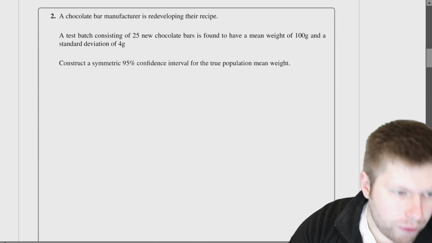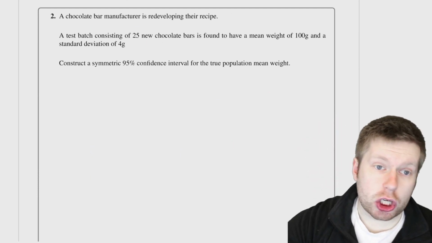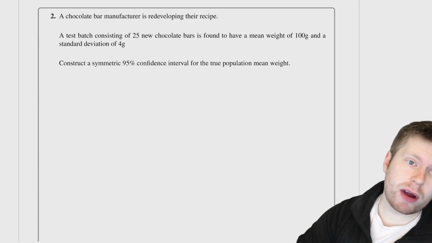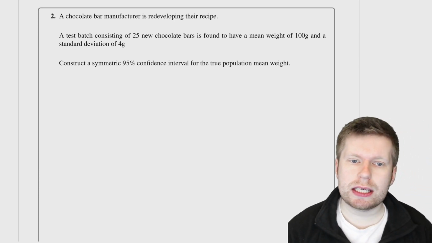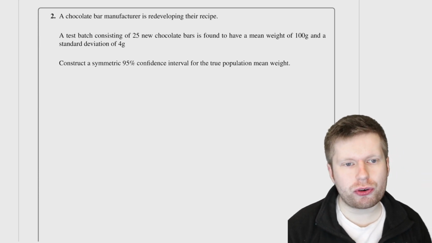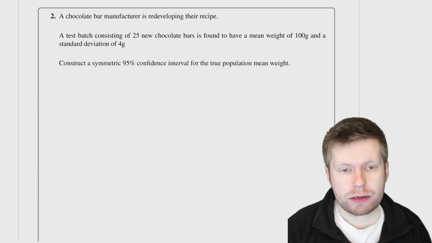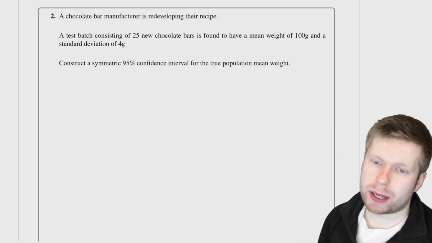All right, fine. Let's have a look at question 2 then. So question 2 says that a chocolate bar manufacturer is redeveloping their recipe. A test batch consisting of 25 new chocolate bars is found to have a mean weight of 100 grams and a standard deviation of 4. Construct a 95% confidence interval for the true population mean weight.